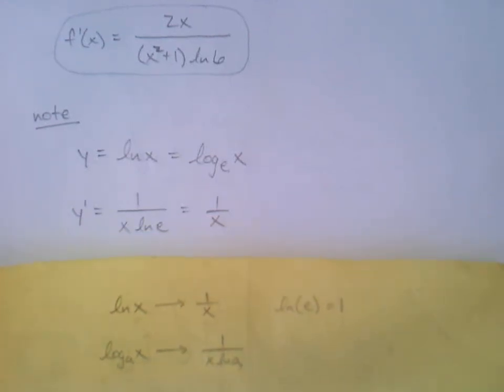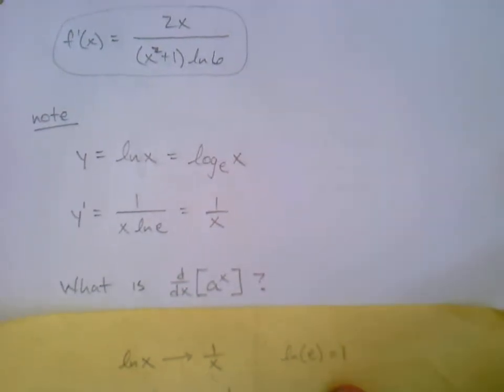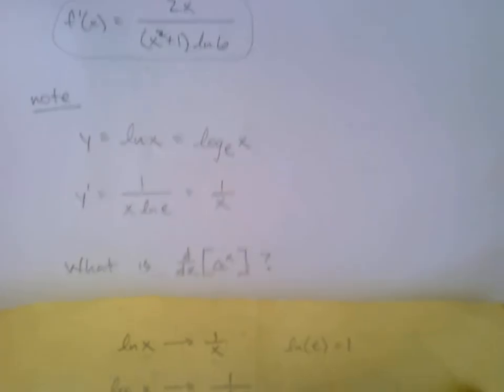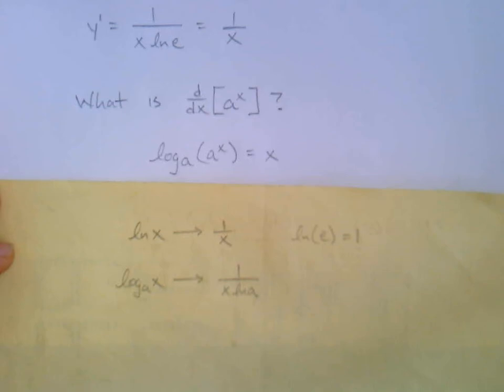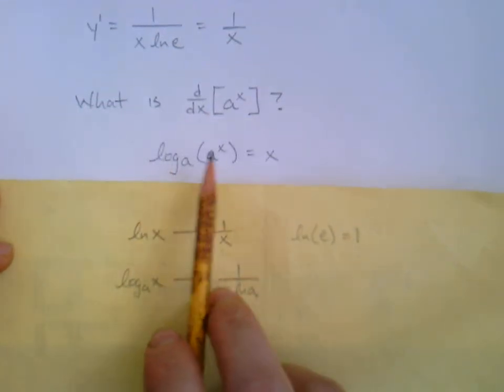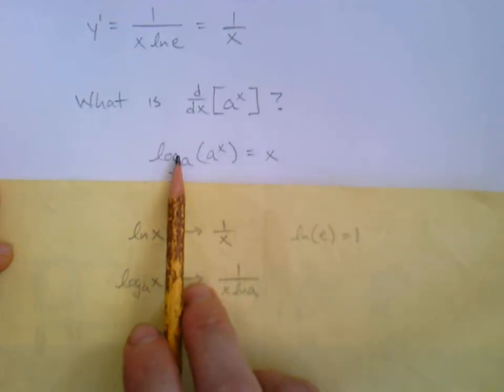All right, we're about to come full circle. What is the derivative of any other exponential, a to the x? Well, we're going to use what we just learned. We're going to start with this true statement: the log of a to the x with base a equals x. You may recall that the bases here would cancel out.